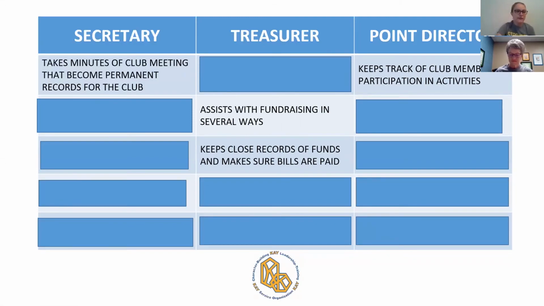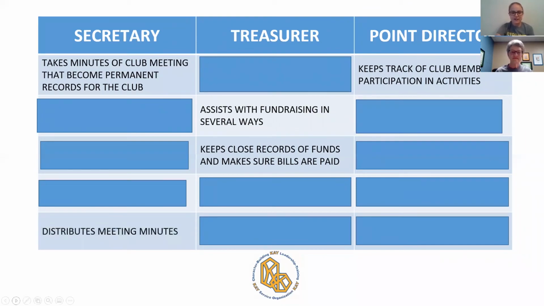All right, so distributes meeting minutes. This is a job for the secretary. So like we talked about just a minute ago, the secretary is in charge of taking minutes. The secretary will also have the job of getting those minutes out to the board members, the club members, the sponsor, the principal, whoever needs to see those notes. This can be done via email. You can print them out and have a physical copy. However is the best for your club, but it's the secretary's job to make sure that those minutes make it to the appropriate people.